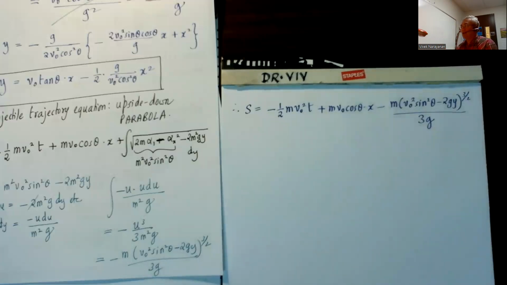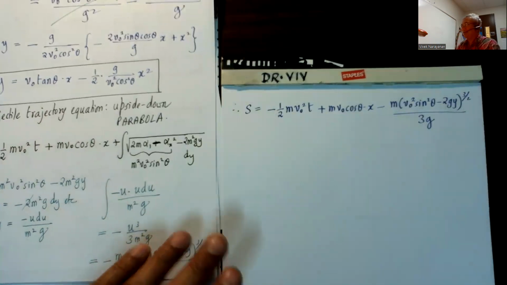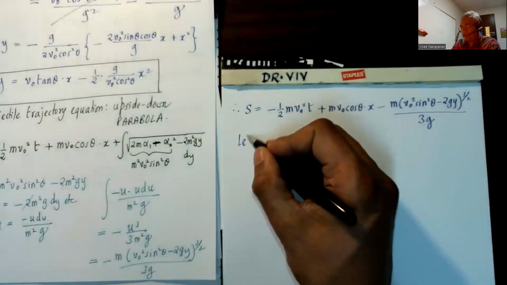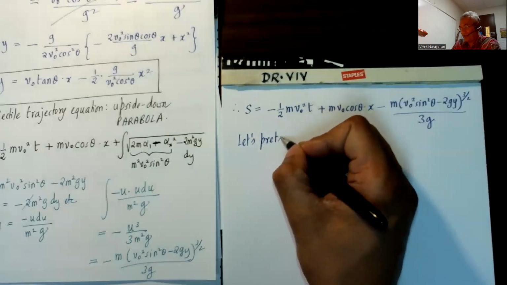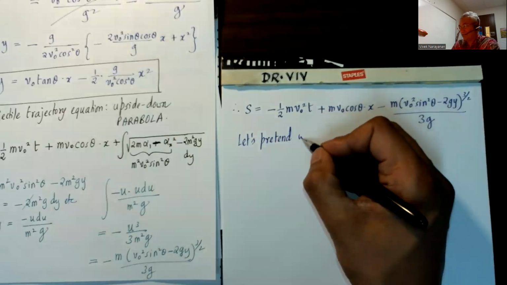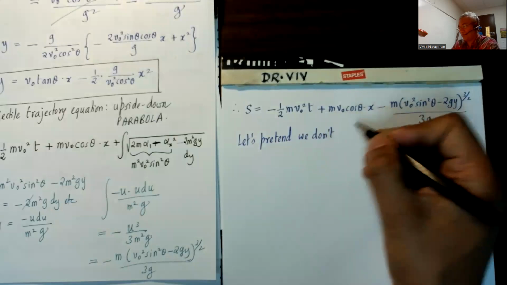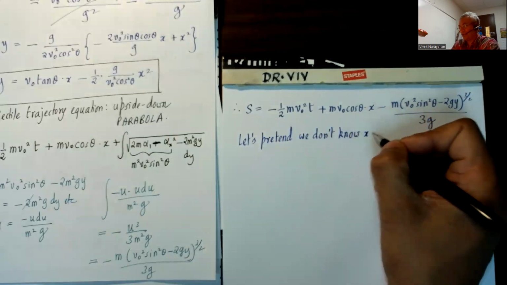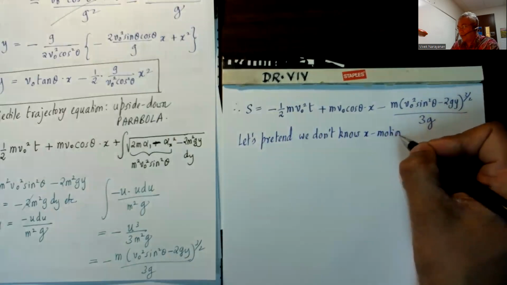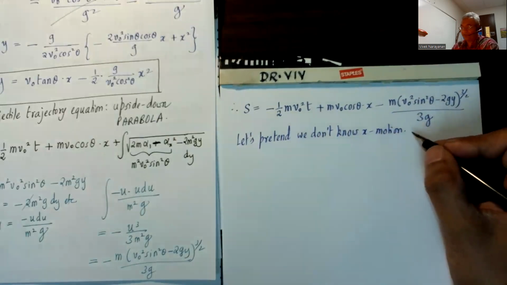motion itself. For example, we all know how the projectile is going to go. It's going to fly and then land on the ground. But suppose we don't know this. Okay, it could be a very complicated projectile. It could be doing some weird things, air resistance, magnetic fields. You don't know. So let's pretend. Let's play a game. Let's pretend we don't know the x motion. How can the Hamilton-Jacobi formalism help us?